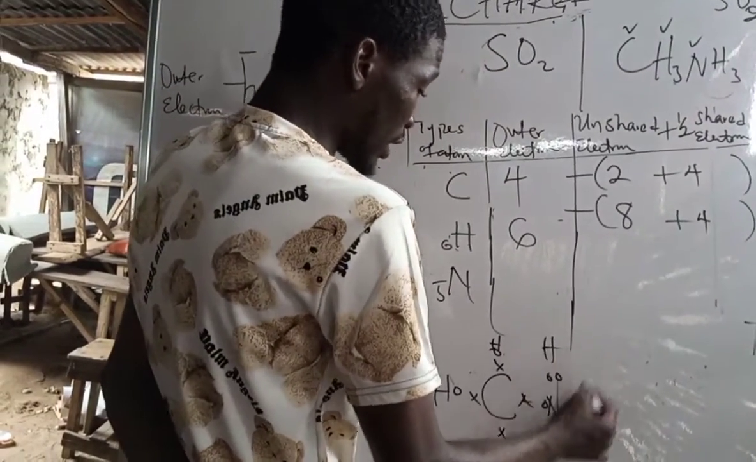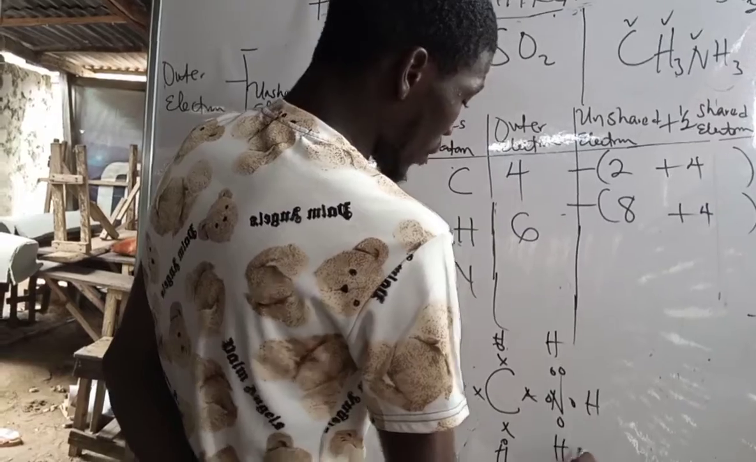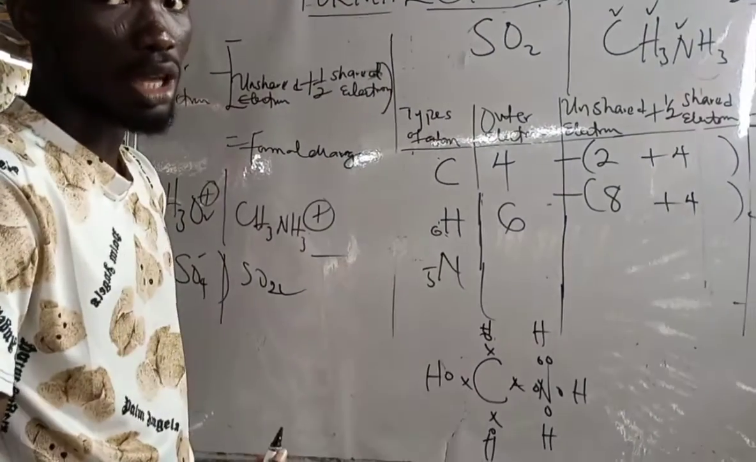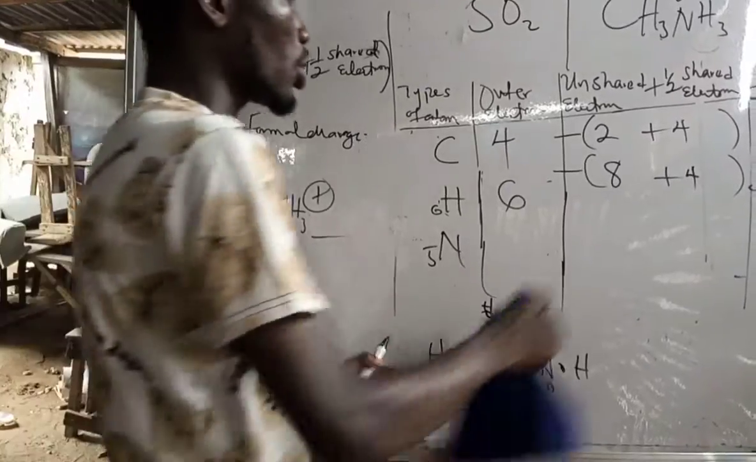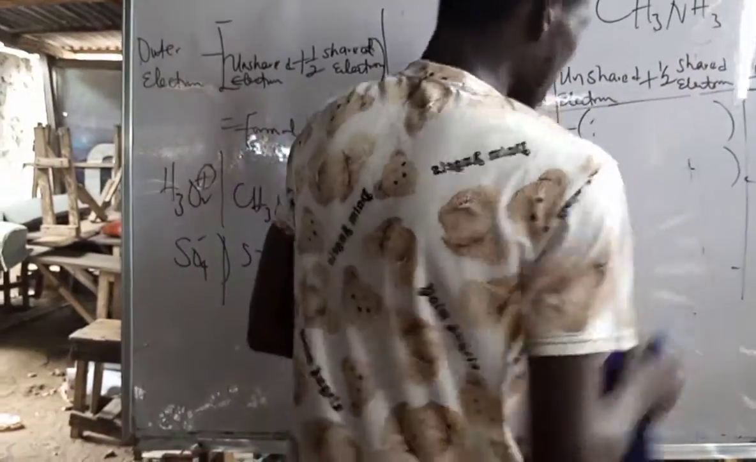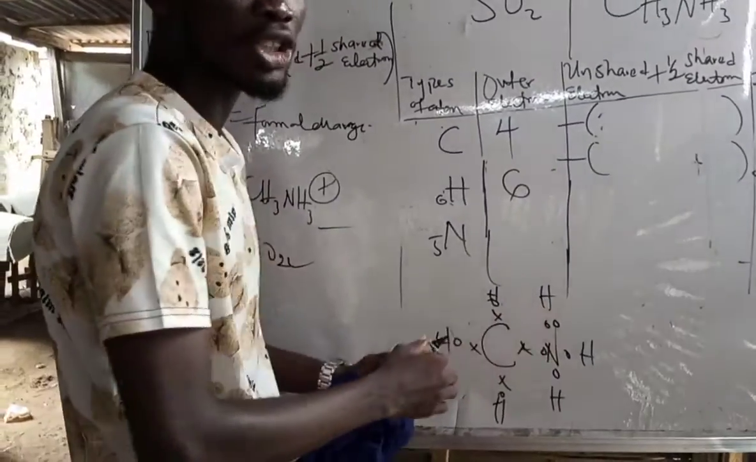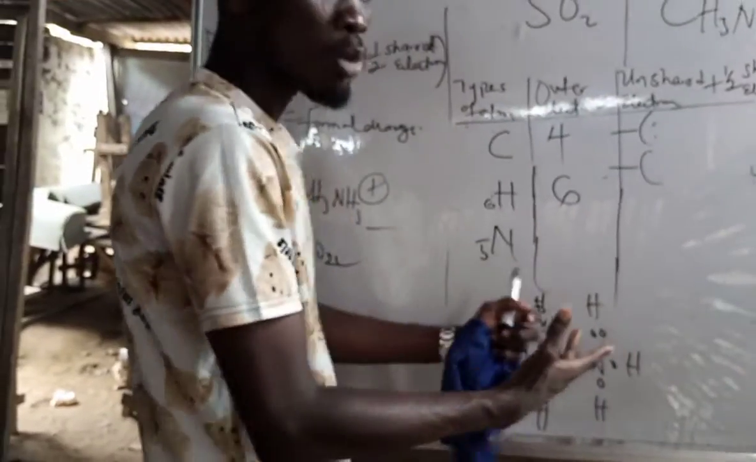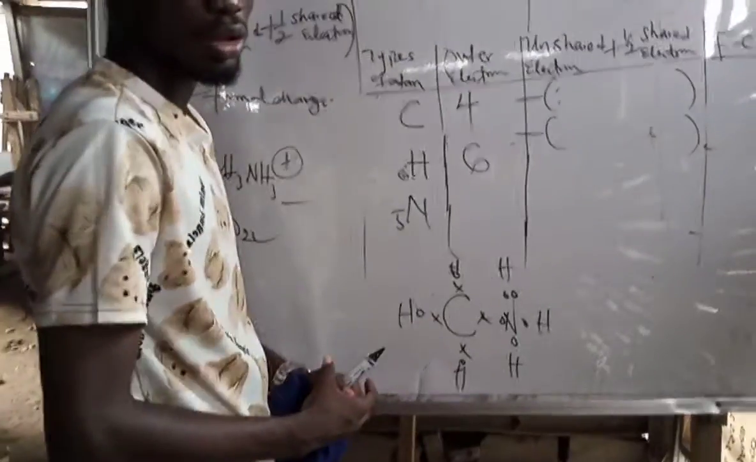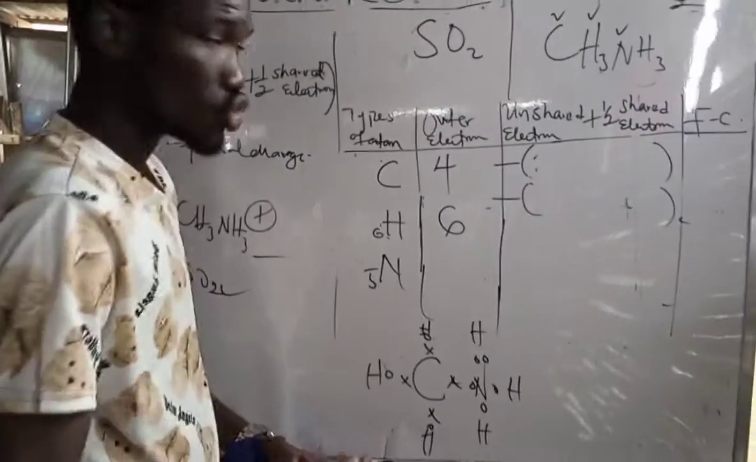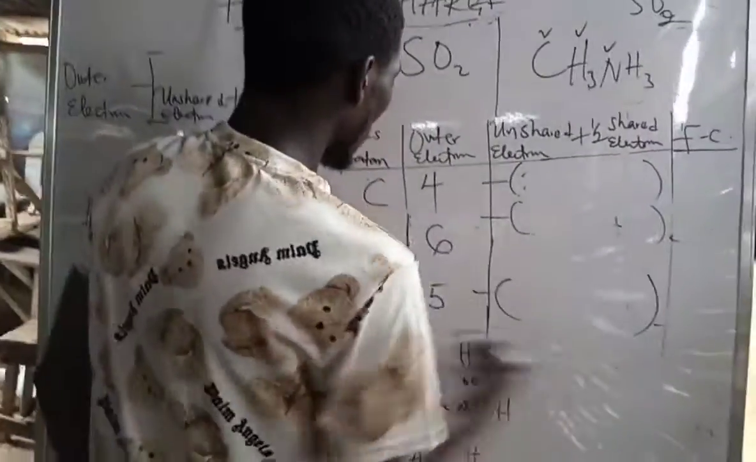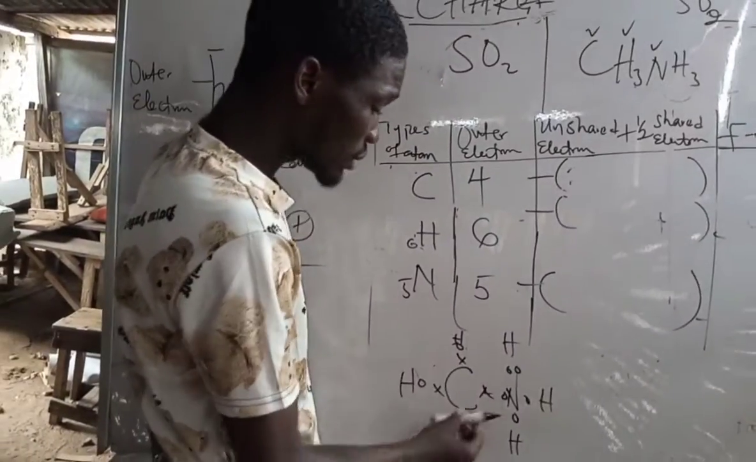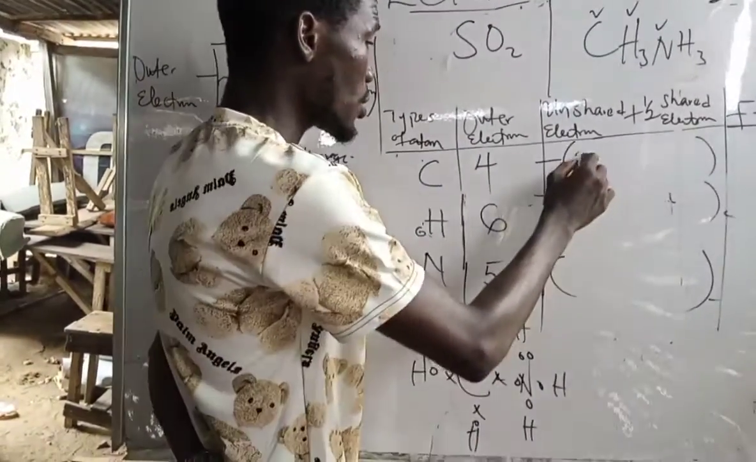So I have one hydrogen here, the other hydrogen here. We also have another hydrogen there. It's very, very simple. That's how you place your hydrogen there. Because if you want to show the electron of hydrogen here, it will look more complicated, which is wrong to the rules of Lewis structure.